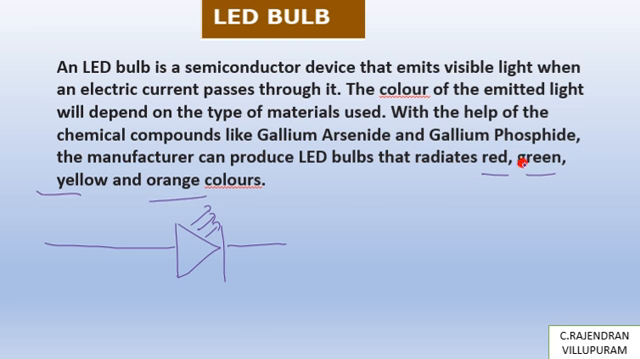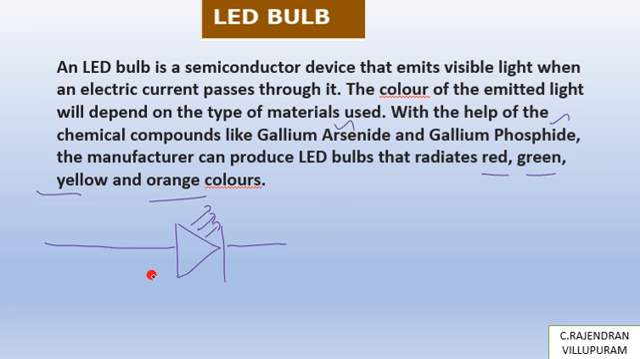The type of semiconducting material that we have used to produce an LED will give different ranges of color. In India we use only gallium arsenide and gallium phosphide. When we make this semiconducting material using these, the LED bulb gives us these different ranges of colors.